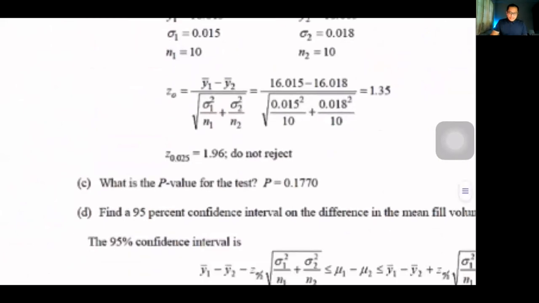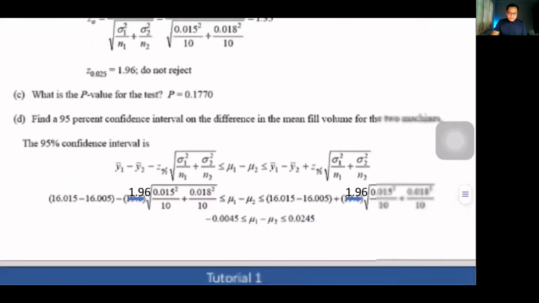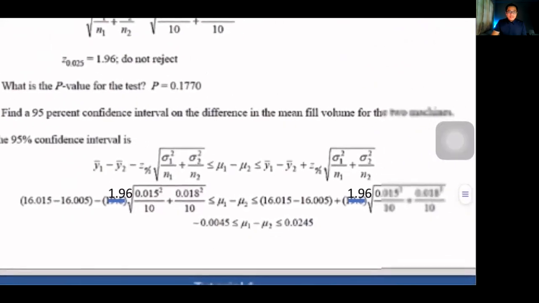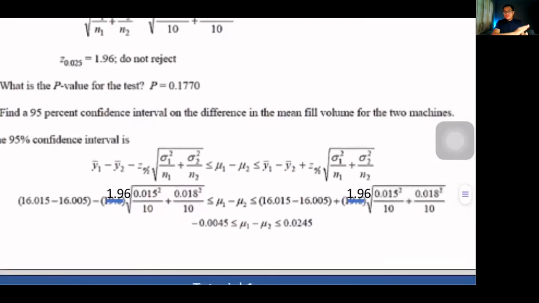Okay. For this one, the significance levels are done. Okay, the p-value, you know how to find the p-value already. I'm going to shift to confidence interval.